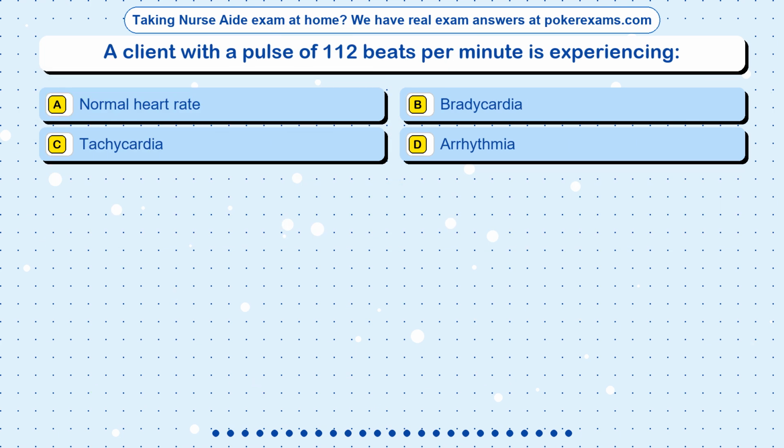Question 12. A client with a pulse of 112 beats per minute is experiencing: Option A. Normal heart rate. Option B. Bradycardia. Option C. Tachycardia. Option D. Arrhythmia.